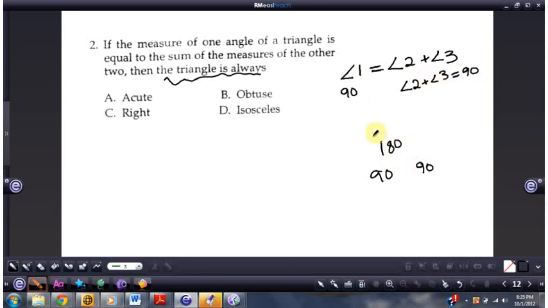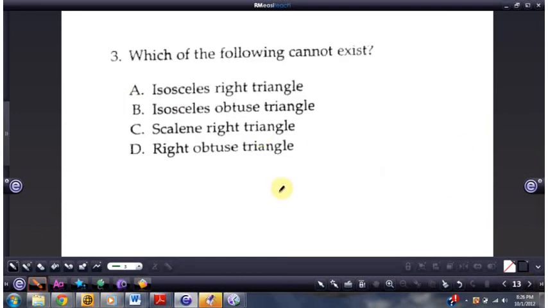All right, which of the following cannot exist? An isosceles right triangle. Here's that "it cannot exist" question again. What you're trying to do is prove whether or not it exists. This says isosceles right triangle. Right triangle means 90 degrees again, and that means these other two angles have to be exactly the same.